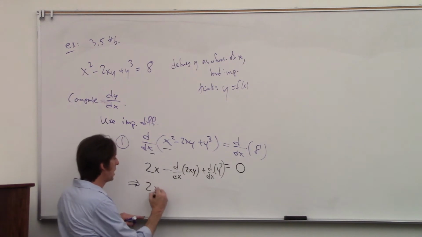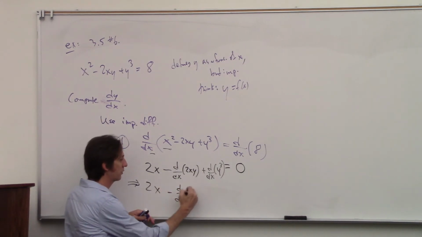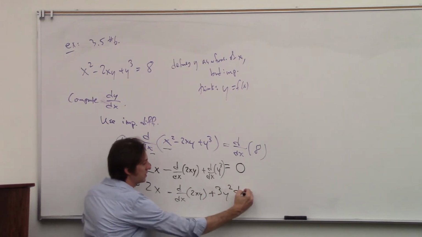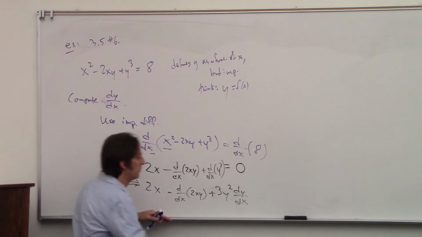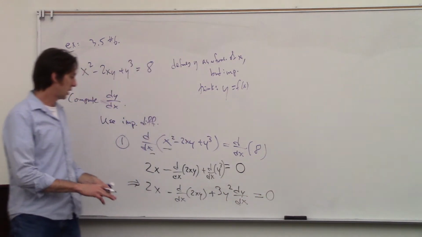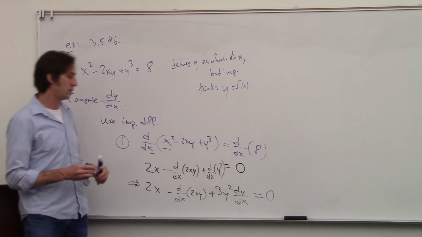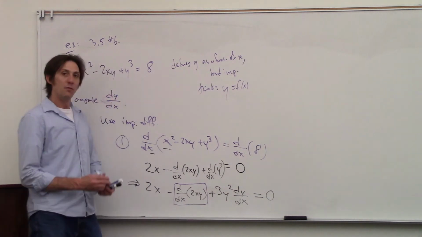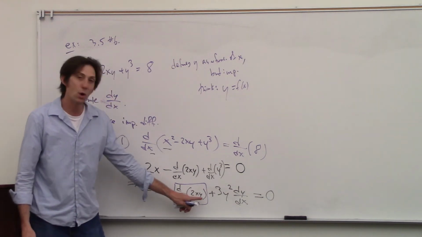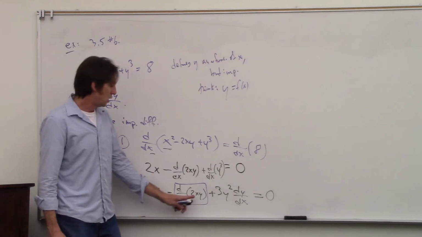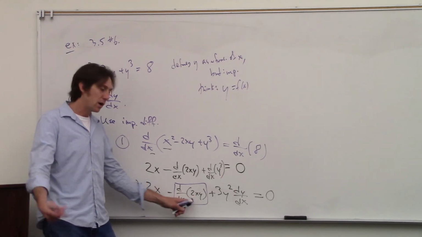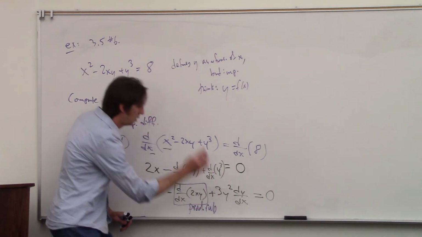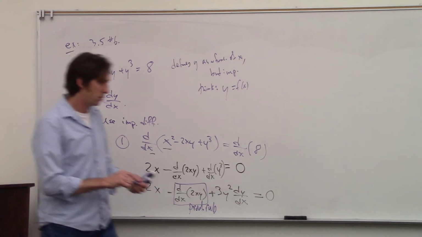So this is 2x minus the derivative with respect to x of 2xy, and then plus 3y squared times dy dx. All of that equals 0. I still have one other term to deal with, this term in the middle. For this term, I have 2x times y, so I'm multiplying. Whenever I want to do the derivative of a product, like we've seen, we have to do the product rule. So we're going to do the product rule for that term.